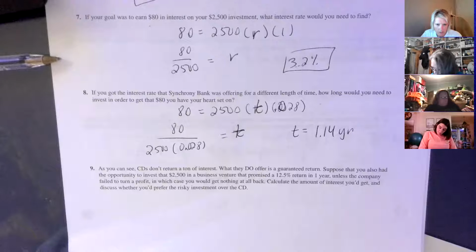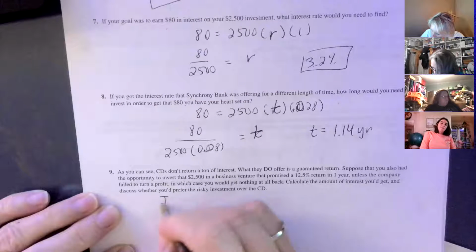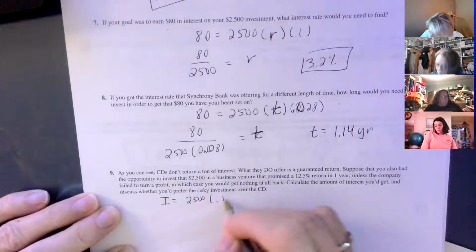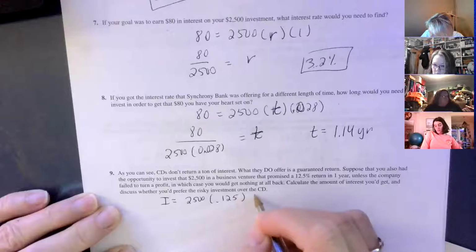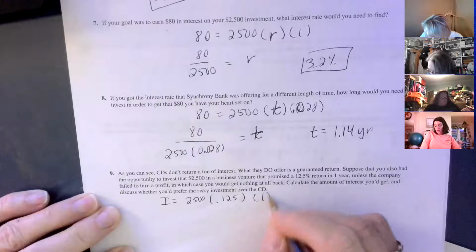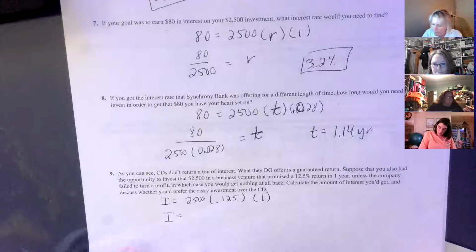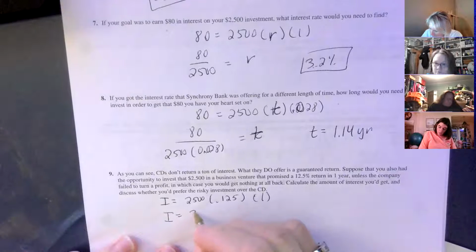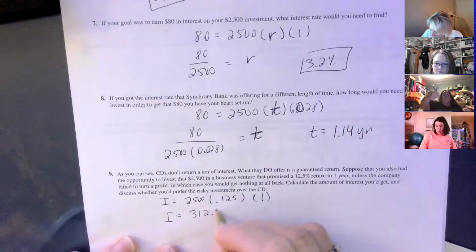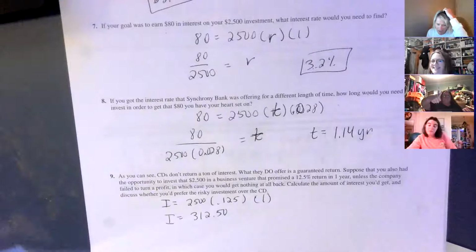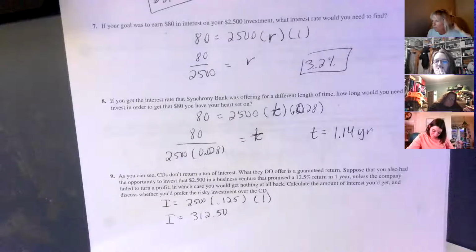Okay. So what kind of interest would we make if we got 12.5%? $312.50. That's what I got. 812? 312. And 50 cents. 812 would be nice though.